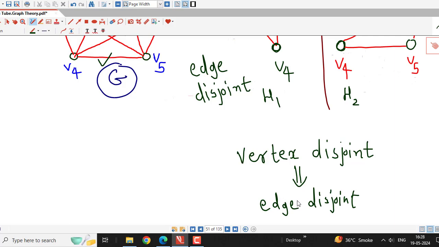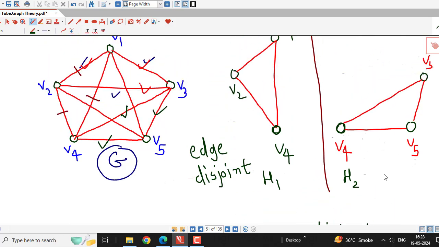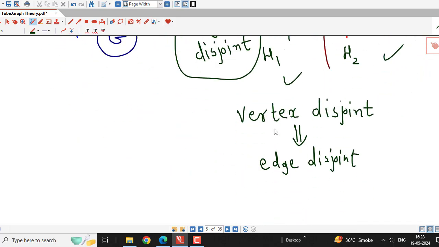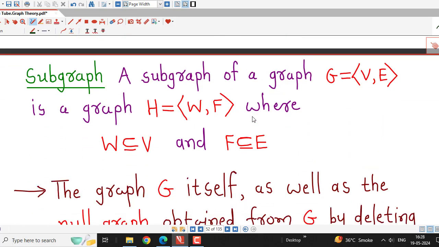Edge disjoint subgraphs cannot always be vertex disjoint subgraphs, and this is the example: here two subgraphs are edge disjoint, but they are not vertex disjoint because they have vertex V4 in common. So remember this, if two subgraphs are vertex disjoint, then they are always edge disjoint. So I have written all these things systematically here. First I have written the definition.